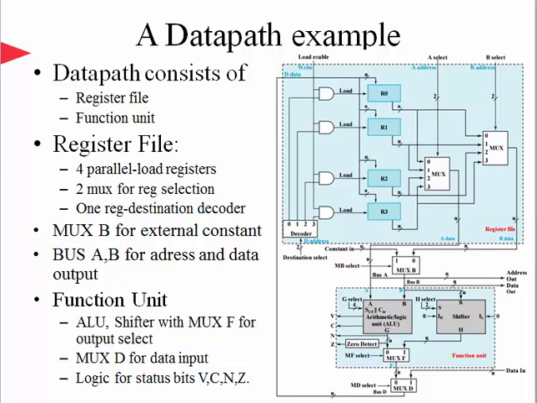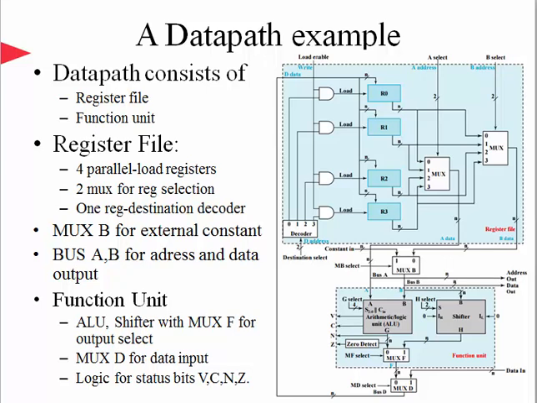So in our example, the datapath consists of two building blocks, a register file and a functional unit. The register file in this example has 4 parallel load registers, 2 multiplexers for register selection and 1 register destination decoder. We could have, for example, 8 or maybe 16 registers in the next generation of this datapath. So it's all design specific and it's in your hands. Here 4 is selected to be able to fit the datapath within the limitations of the slide space.